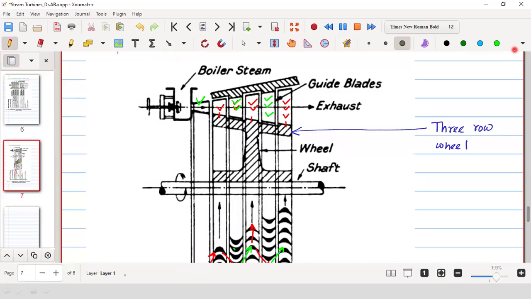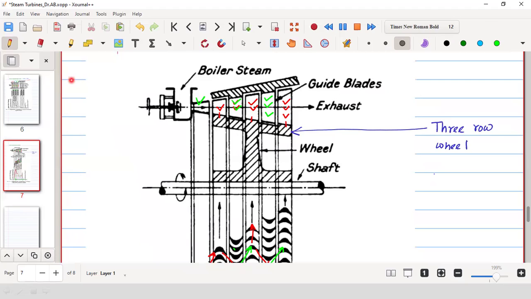Similar to that, it can be a 2-row wheel also. So a two row wheel means basically there will be two sets of moving blades in the wheel, connected to the wheel. So there will be one nozzle. After that, there will be one moving blade, and in between there will be a fixed blade or guide blades, and then another moving blade. So it will be up to this. It is experimentally seen that a two row wheel has more efficiency compared to a three row wheel.